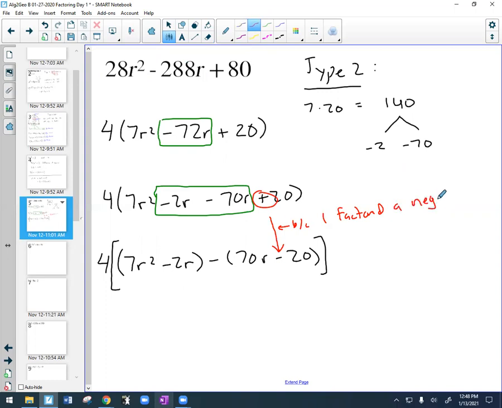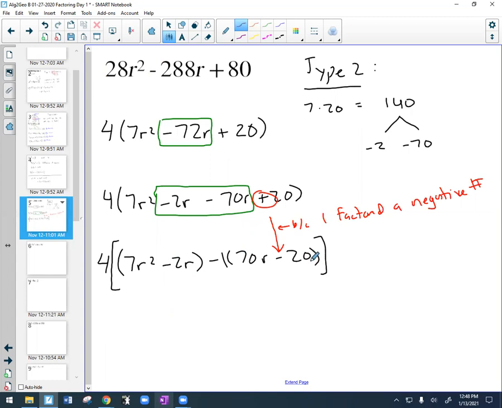Because I factored a negative number, that means I have to change all the signs. So I factored out this negative. In some sense, it's like a -1 that I factored out. So the negative 70r became regular 70r, and then the positive 20 has to become -20. We'll talk about that more in class if you want to.